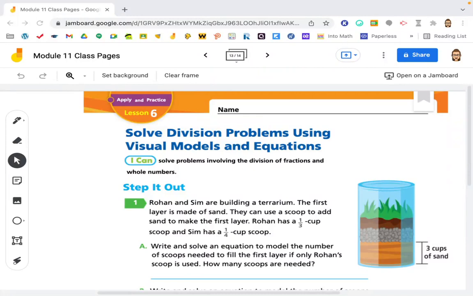Today we are looking at Module 11, Lesson 6. It says solve division problems using visual models and equations. Hopefully by the end of this lesson, you'll be able to solve problems involving the division of fractions and whole numbers. So if you look at this, step it out.